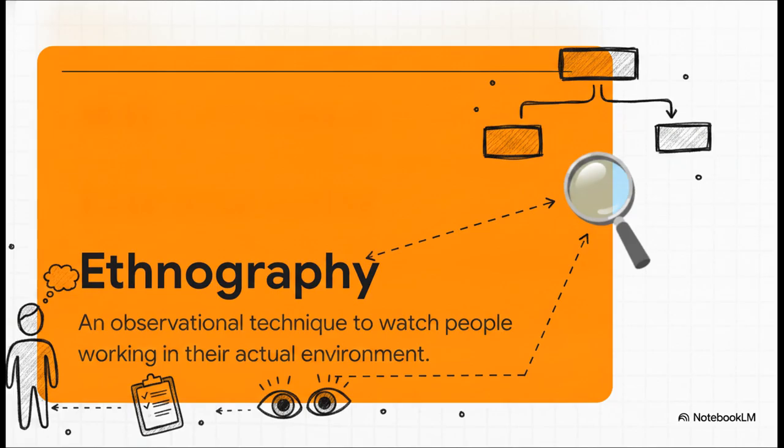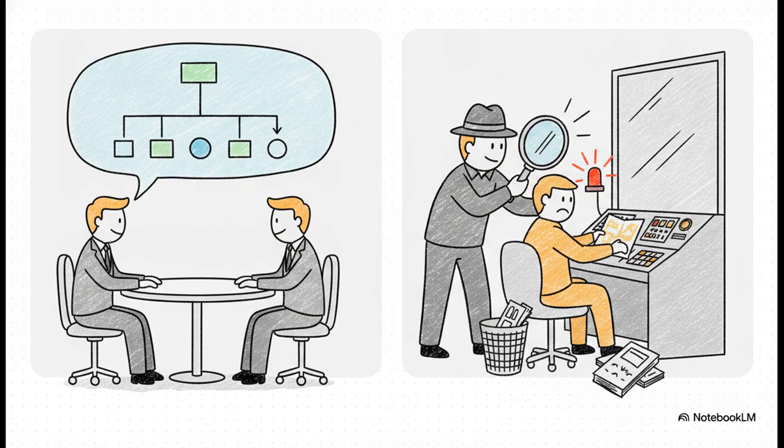By definition, ethnography is an observational technique where you immerse yourself and literally watch people doing their job in their actual environment. This is vital because it reveals what people actually do on a day-to-day basis, rather than what the official company manual says they do. To really contrast the two, interviews are great for the big picture, but they are terrible for uncovering hidden organizational politics or those implicit everyday habits. Ethnography, on the other hand, is perfect for discovering those implicit habits.